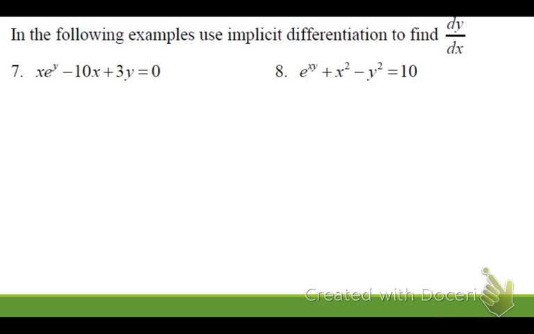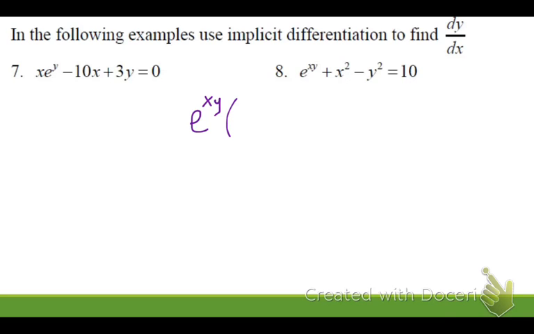We have to take the derivative using implicit differentiation again. So this one here, what's the inside function on that? xy. So the outside function is e to the something. What's the derivative of e to the something? e to the something. So the derivative of this starts off as e to the something times the derivative of that something.